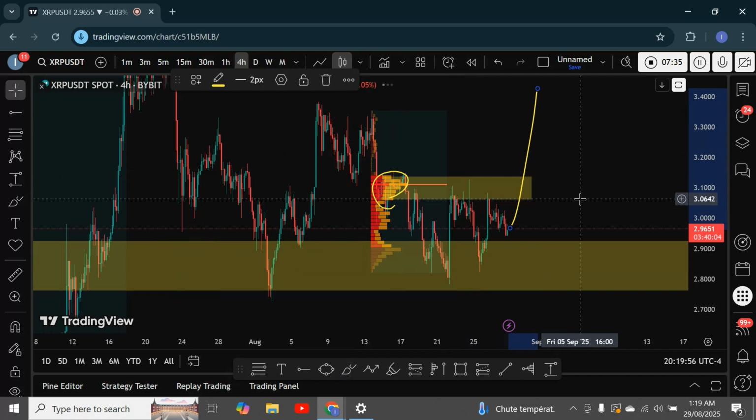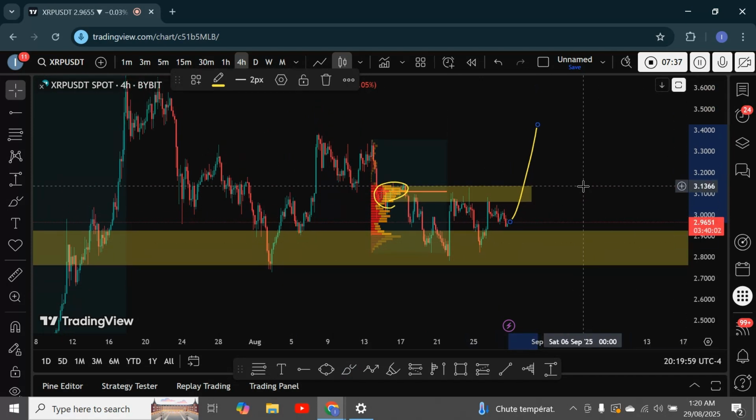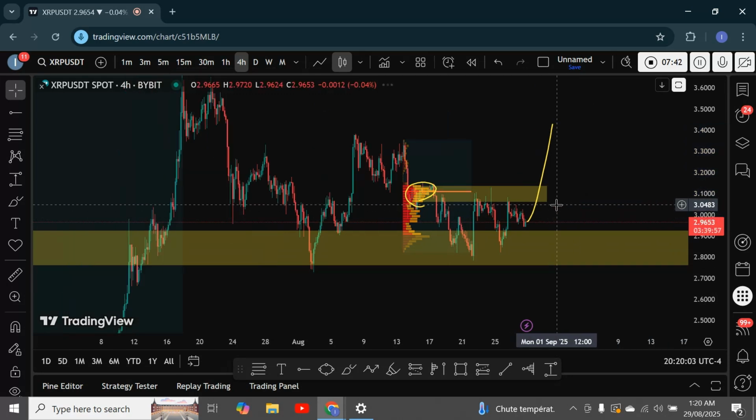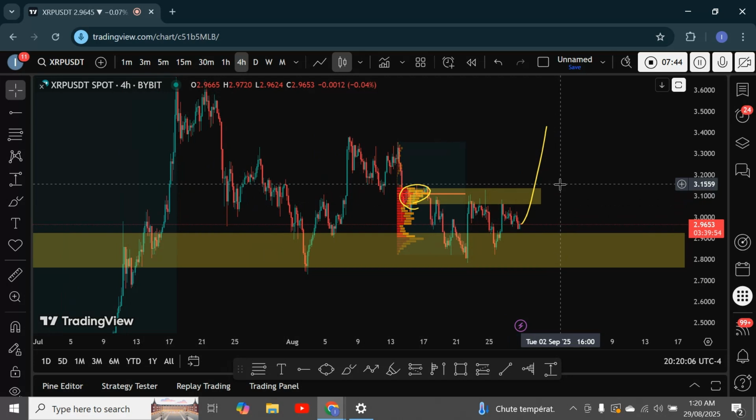Other than that, you cannot go higher, my friend, because this is how the market operates. This is how these guys are working. They are selling and buying in not random places. They know what they are doing.